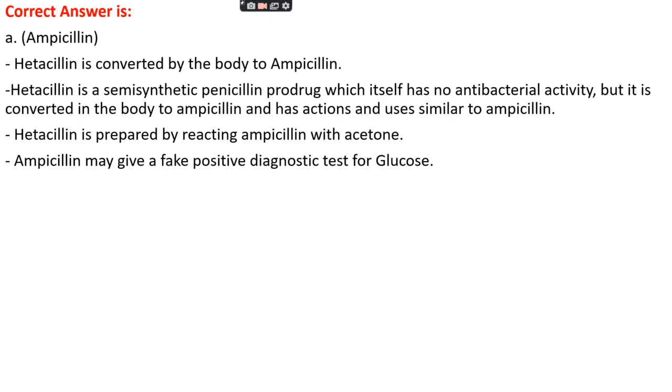Hetacillin is actually a semi-synthetic penicillin. It is a prodrug which itself has no antibacterial activity, but it is converted in the body to ampicillin and has actions and uses similar to ampicillin. Hetacillin is prepared by reacting ampicillin with acetone. Okay, ampicillin may give a false positive diagnostic test for glucose.